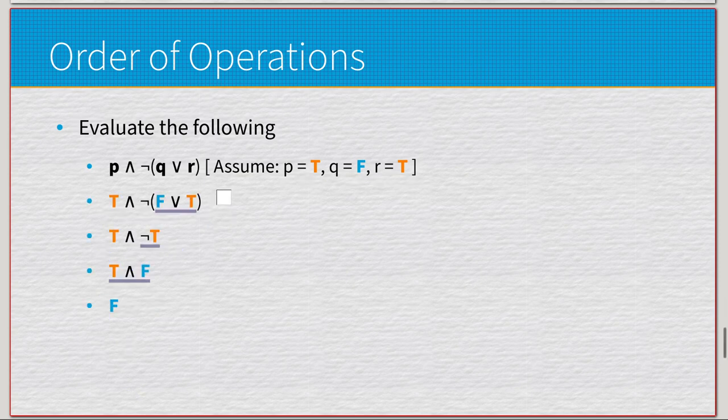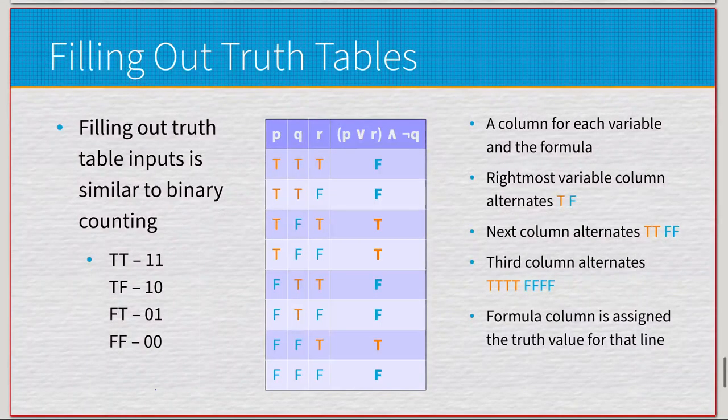Look at it, and just like so, you see that we do what's inside the parentheses first, we apply our negation, and then we finally do our disjunction, and we're left with a false. Now, we didn't do a truth table there, because we were just caring about very specific inputs. However, more often than not, we want to analyze all possible inputs and get all possible results.